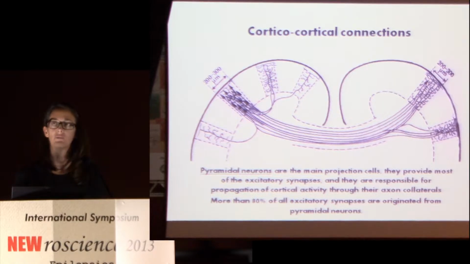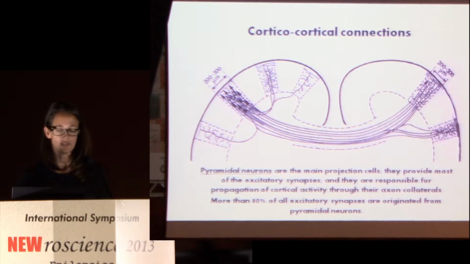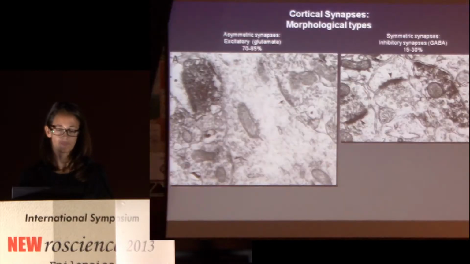From the point of view of epilepsy study, it's very important to keep in mind that the corticocortical connections are provided by pyramidal neurons, because they are the main projection cells, and they provide most of all excitatory synapses in the cortex, and they are responsible for propagation of cortical activity through their axon collaterals. More than 80% of all excitatory synapses in the cerebral cortex originate from pyramidal neurons.